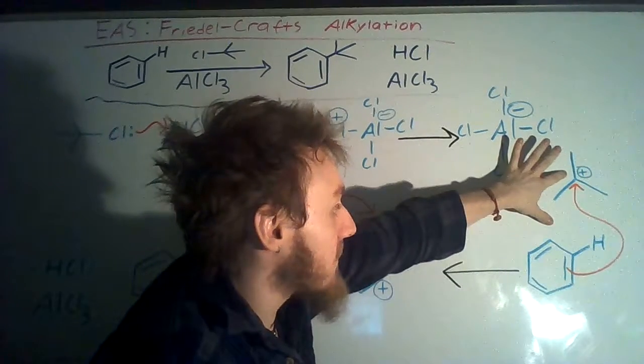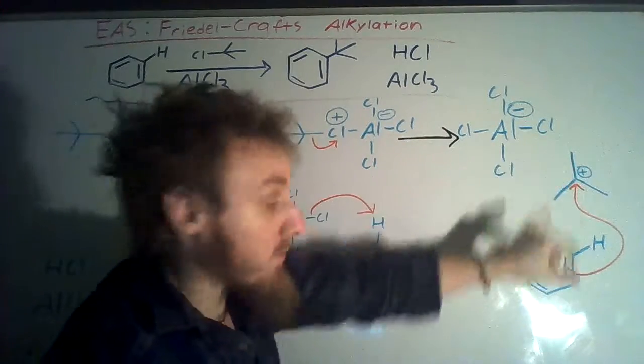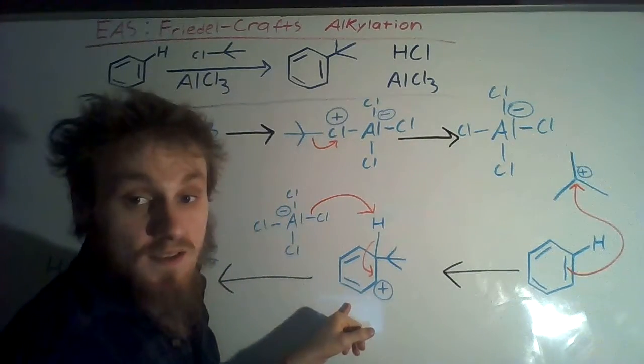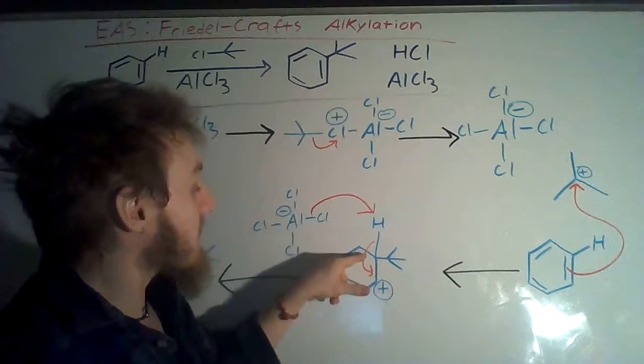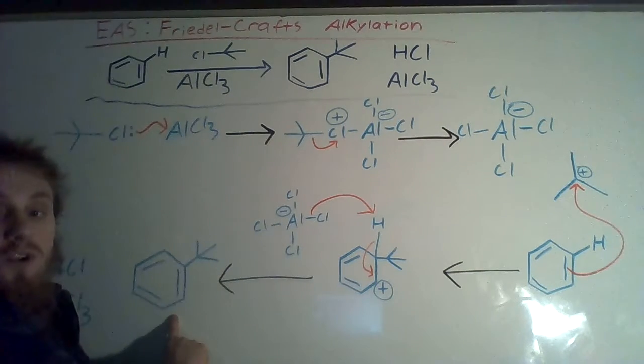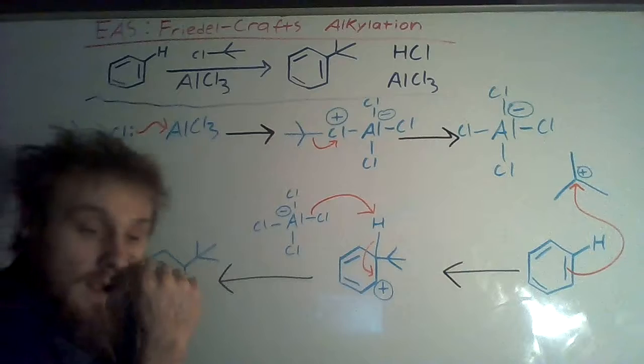Once we've generated our electrophile, our aromatic ring system is going to come by and form a bond with this electrophile. In the process of forming that bond, we're going to break aromaticity. But through a deprotonation step here, we're going to restore aromaticity.